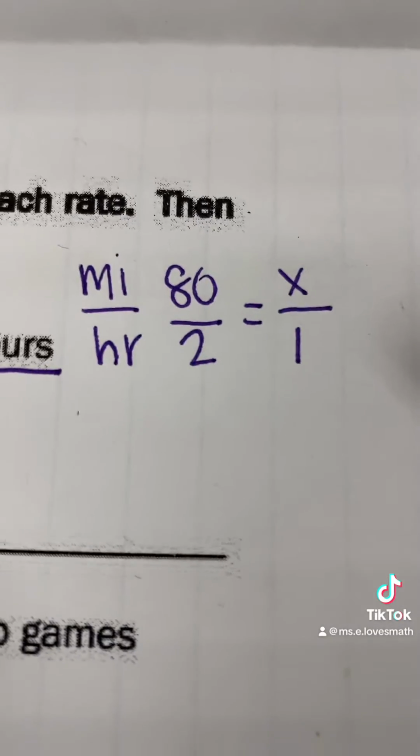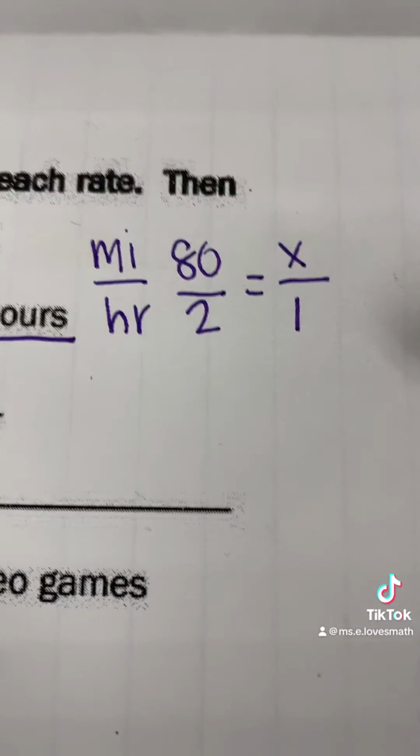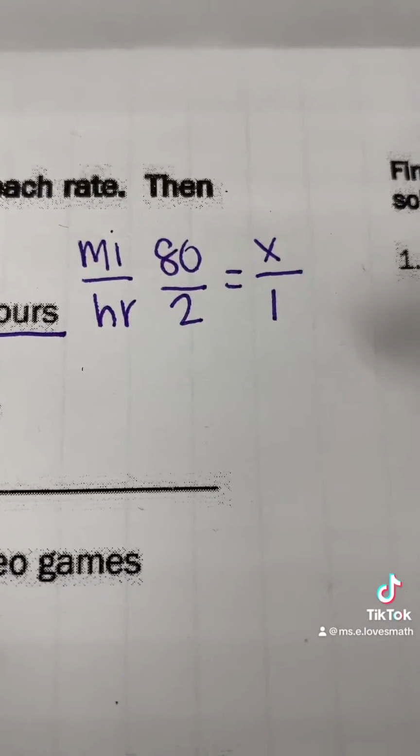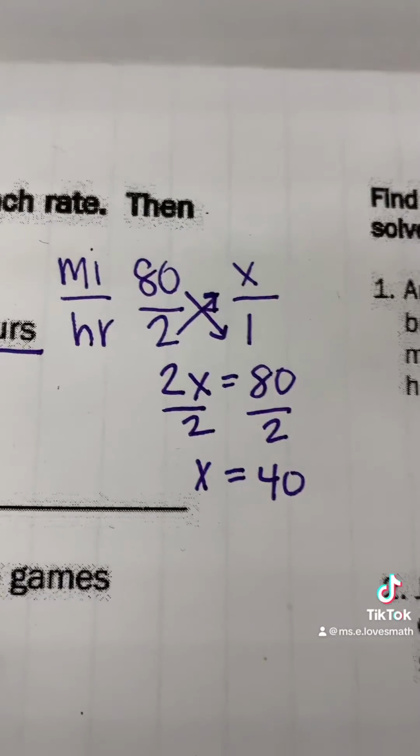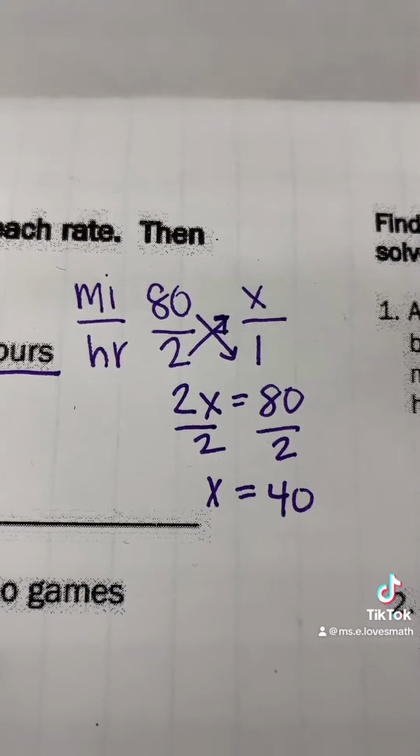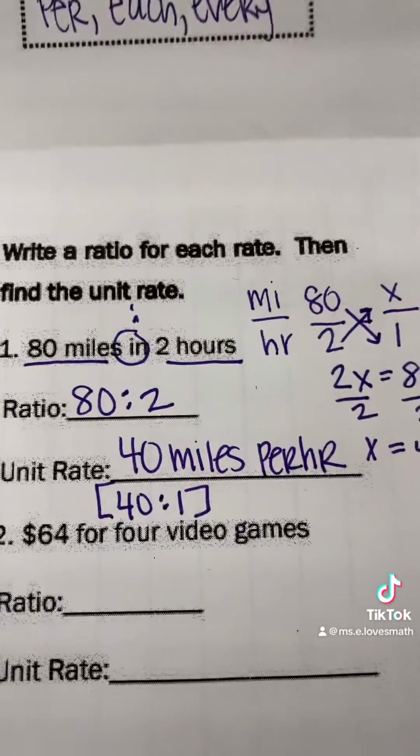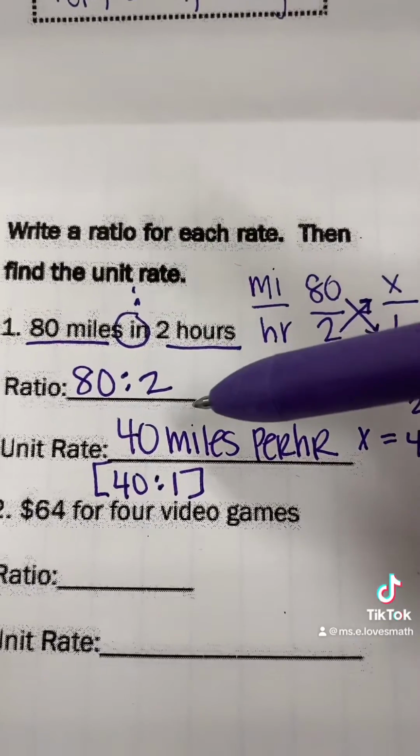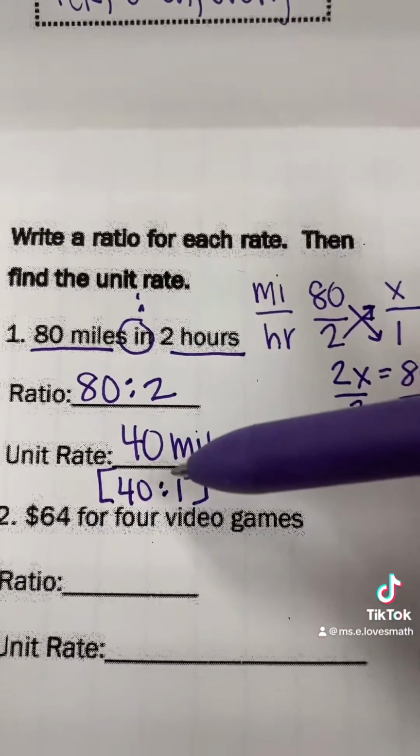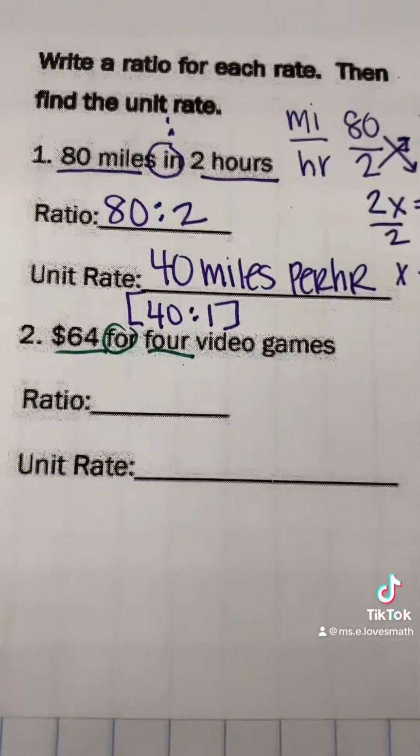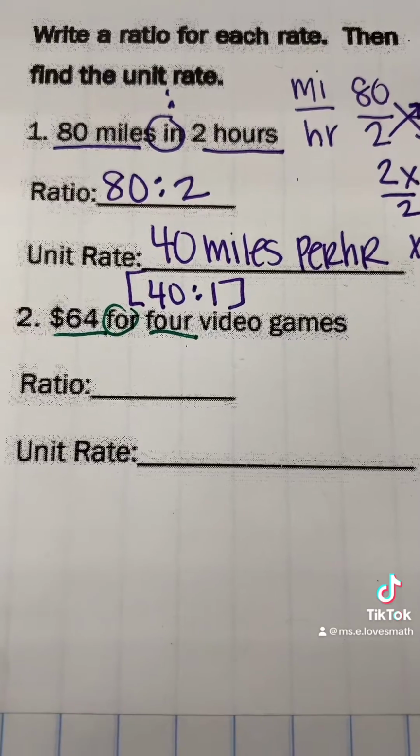So we set up our proportion like this. Now we're going to cross multiply, divide. After we cross multiply, divide, we end up with x equals 40. So that means they can go 40 miles per hour or 40 miles in 1 hour. Now let's take a look at our second example.